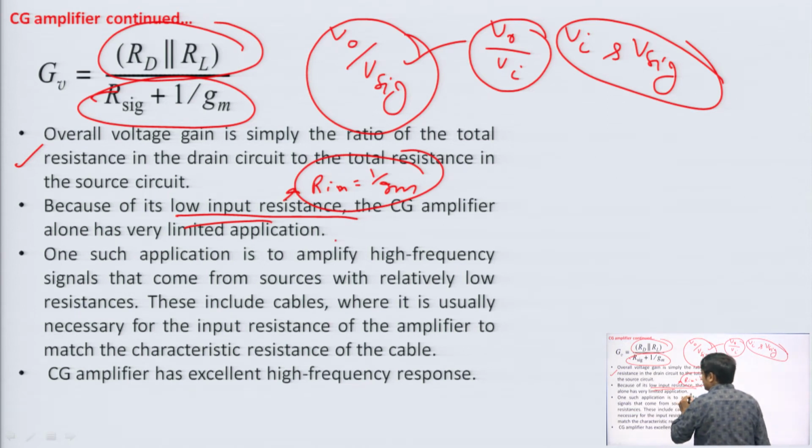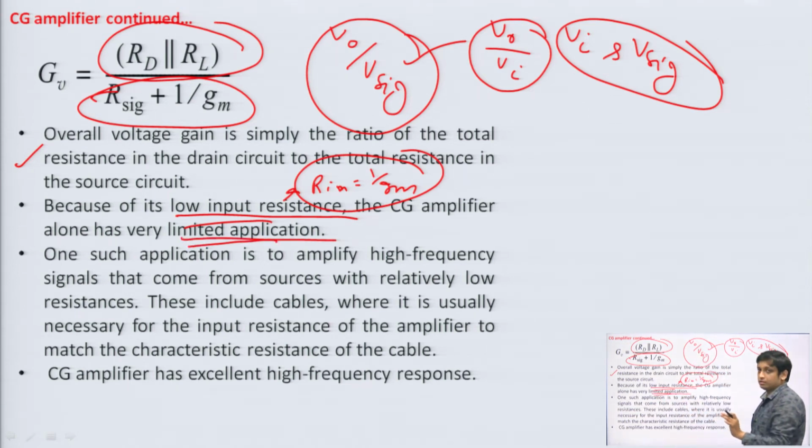It has very limited applications, but there are some applications of common gate. The first is we can combine common gate with common source in order to enhance the performance of the overall circuit, that is the cascode amplifier that I will discuss in unit 2.